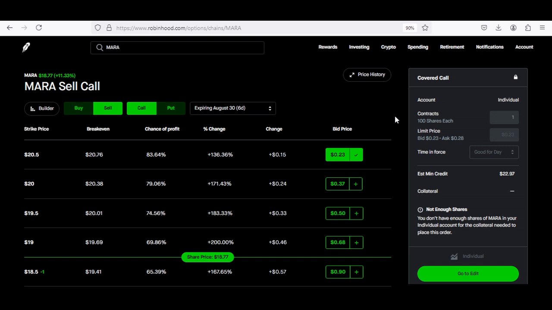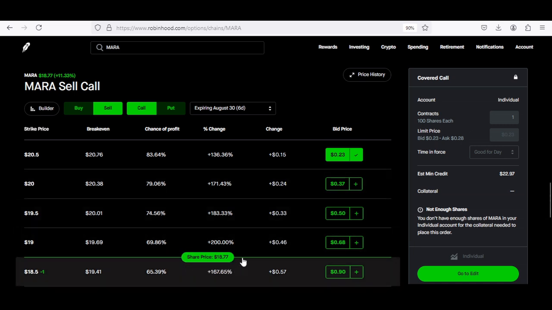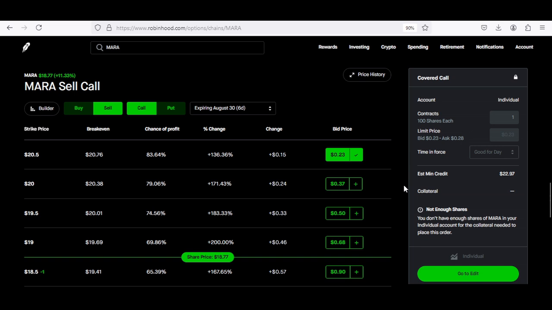The reason why I chose MARA to use this option strategy is the cost of entry. MARA is only trading for around $18 per share. So if you were to own 100 shares, it's going to cost you less than $2,000. Now, let's go ahead and break down this trade. The covered call strategy is another option strategy that can be used if you're trading with a small account.